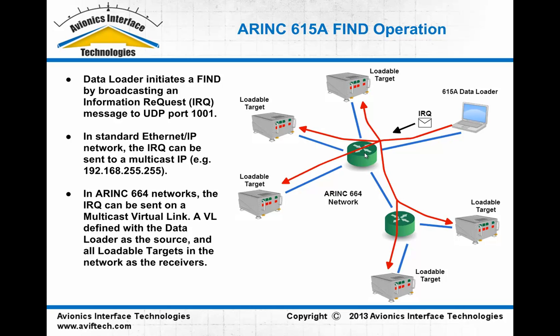Okay, the ARINC 615A find operation. The way this works is really simple. The data loader broadcasts or multicasts an information request, or IRQ, packet just using a UDP port, and the typical port for that is port 1001. On standard Ethernet, this message can be sent to a broadcast or a multicast address like 192.168.255.255, say if you're broadcasting it on a subnetwork.